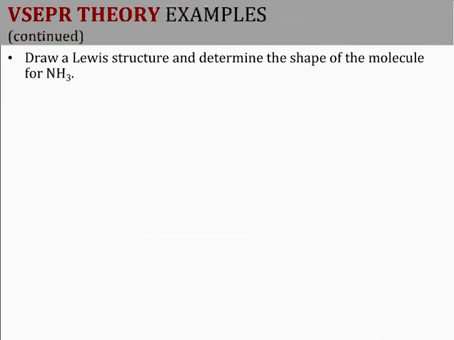Okay, let's do another example. Let's go over NH3. First we're going to draw the Lewis structure. Nitrogen is by itself, and it can make the most bonds out of nitrogen and hydrogen. So nitrogen will go in the middle. And then we'll surround it with some hydrogens here, and we have 3 of them.